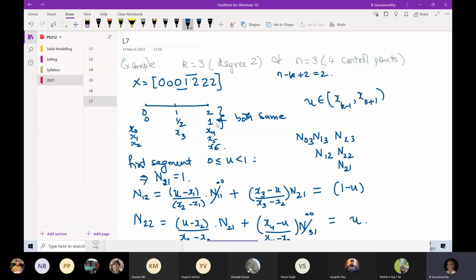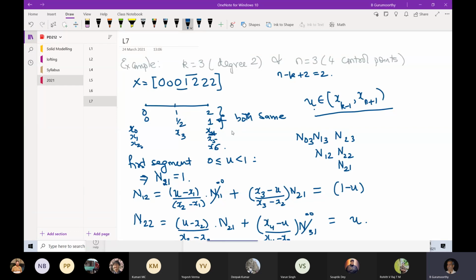Okay, so my interval is 0 to 1 and 1 to 2. The curve, of course, goes from 0 to 2 or 0 to 1, as the case may be. So this is another thing that you should keep in mind, that in terms of the knot elements, the interval of interest to you is always x_{k-1} to x_{n+1}. So this is x_{k-1}, and this is x_{n+1}. So x2 to x3, x3 to x4. That's the knot interval of interest to us.